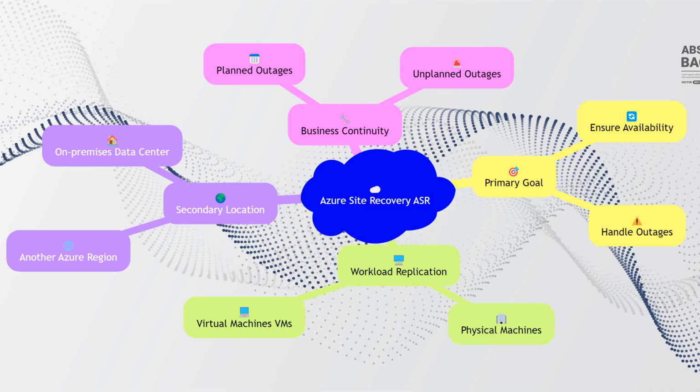In the realm of cloud computing, ensuring business continuity is paramount. Azure Site Recovery (ASR) is a service that helps achieve this by replicating workloads running on physical and virtual machines (VMs) from a primary site to a secondary location. This secondary location can be another Azure region or an on-premises data center. The primary goal of ASR is to ensure that your applications remain available during planned and unplanned outages.